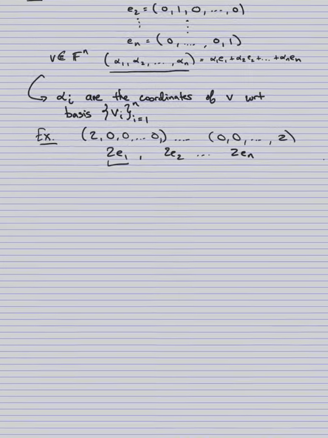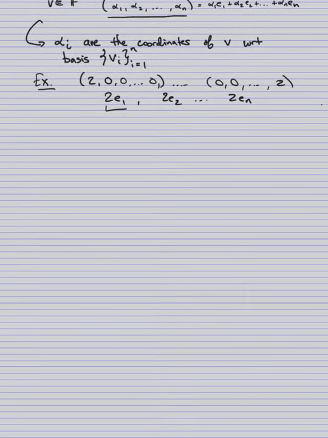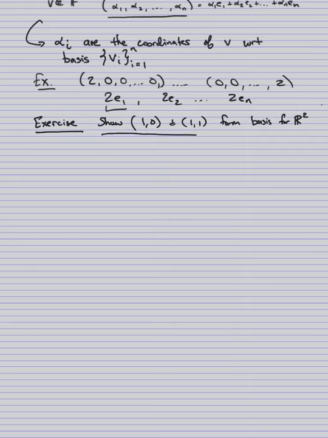Okay, so maybe I'll just give another example as an exercise, which is to show that (1, 0) and (1, 1) form a basis for R2. And then pick some random points in R2 and see what they look like in this basis. What are their coordinates?